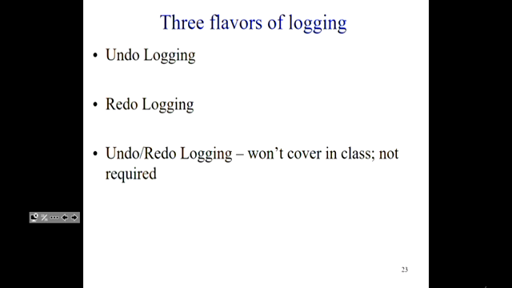So basically, there are three flavors of logging. The first is undo logging, the second is redo logging, and the third is undo redo logging. And we're not going to be covering all of this in class. We will be covering undo logging in class. Undo redo, I don't know, we'll see if there is time. Okay, so we'll definitely cover undo logging. Redo logging, we may or may not, depending on time. Okay, so let's talk about undo logging.